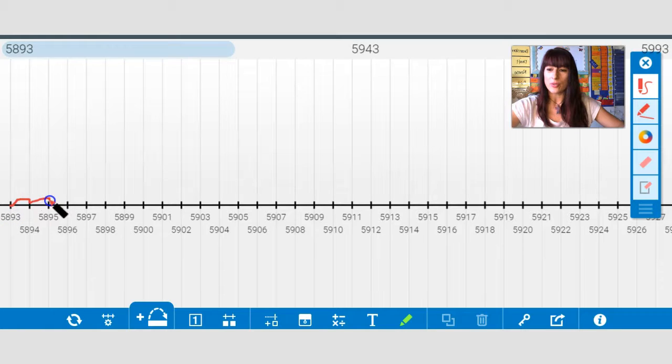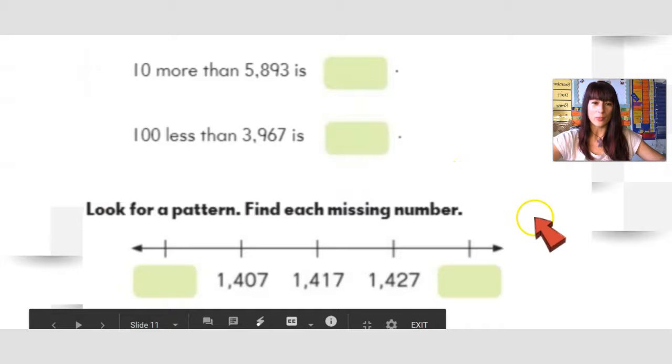5,893. 1, 2, 3, 4, 5, 6, 7, 8, 9, 10. So as you can see, the number that I landed on is 5,903. And this is how you find the missing number using a number line. So let's go back to our slides and put that number in there. The number that we will type over here is 5,903.